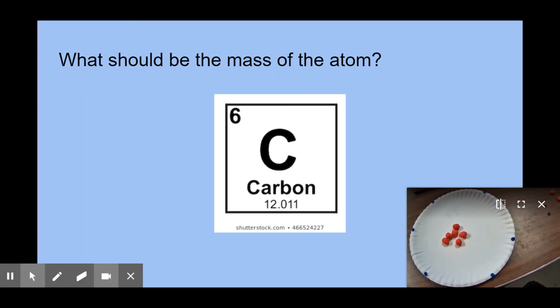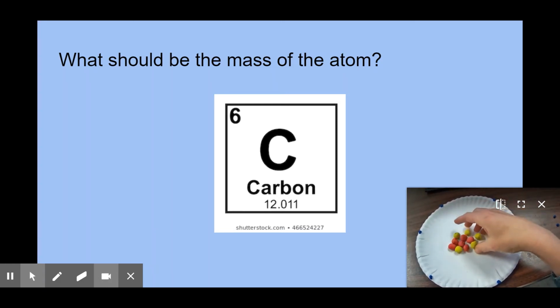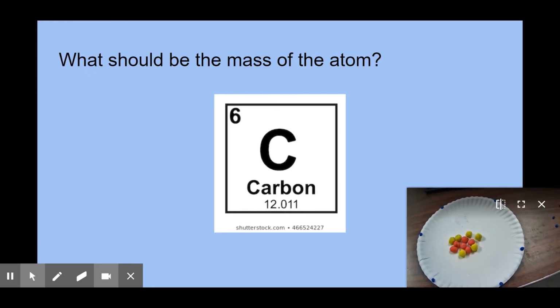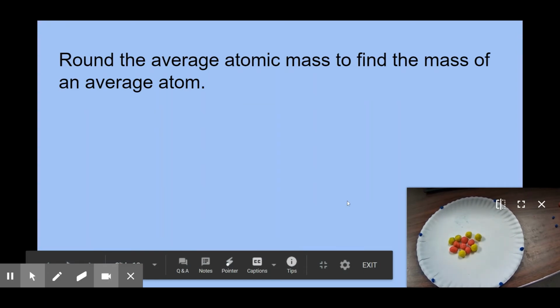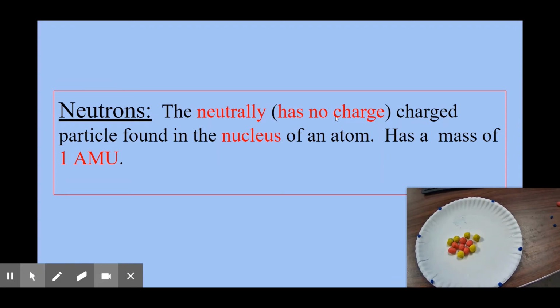Well, we need to add 6 neutrons. So these yellow clay are going to represent our neutrons. And they should be the same size as our protons because they weigh the same. And they should all be in the nucleus. So the neutrons are neutrally charged. They have no overall charge themselves. They're found in the nucleus and they have the same mass as a proton. So we've now built the atom carbon.